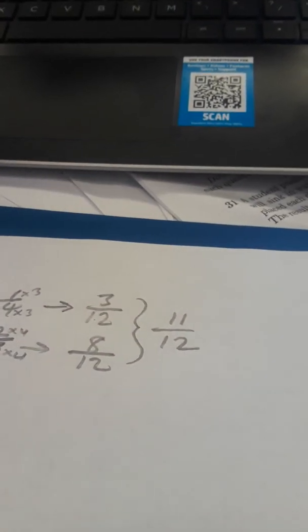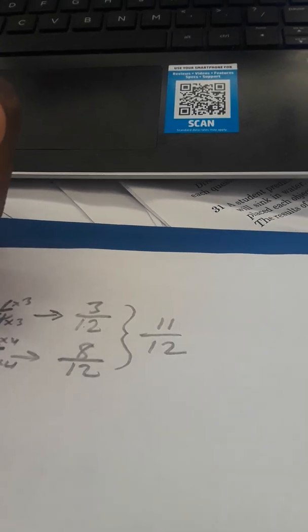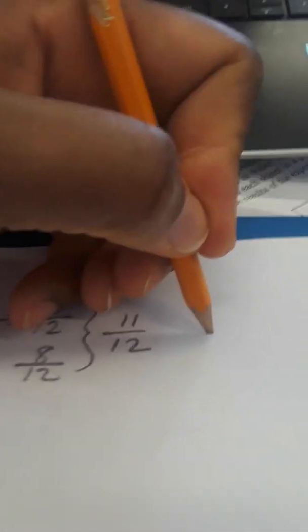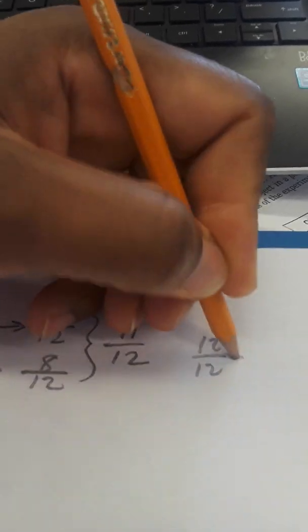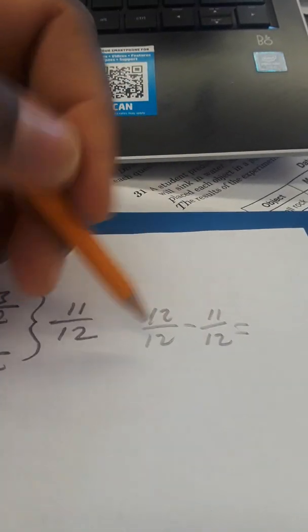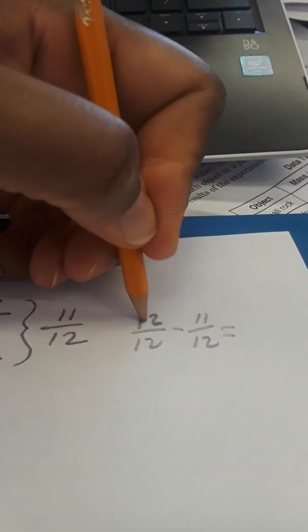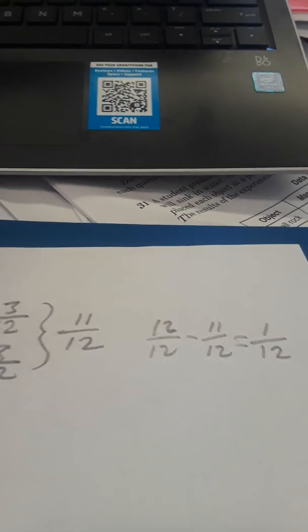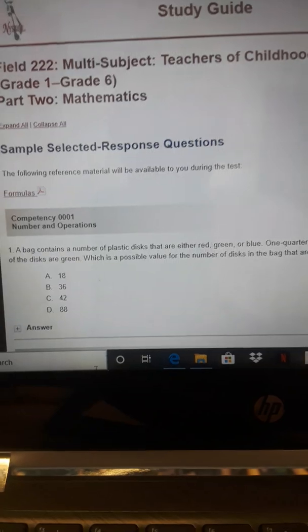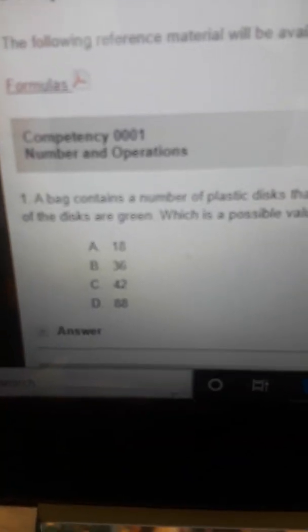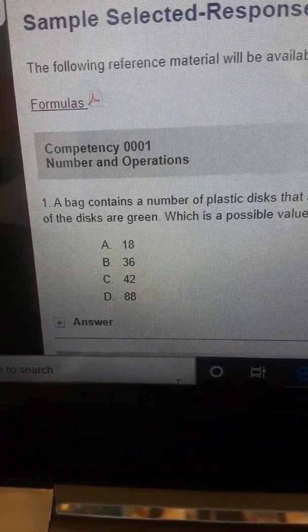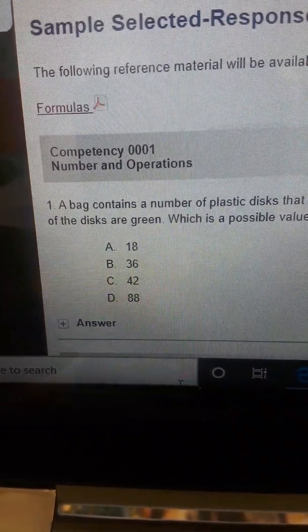Well, guess what? A whole is 12 over 12. So to find out what's blue, it's easy. We're going to do 12 over 12 minus 11 over 12. How do we subtract fractions? When they have the same denominator, we just subtract the numerators and keep the denominator. 12 minus 11 is 1, and keep the 12. So we know blue is 1 over 12, but we don't even really need this. The question is asking us which of these numbers here are possible answers for blue, not blue, sorry, for red and green together.